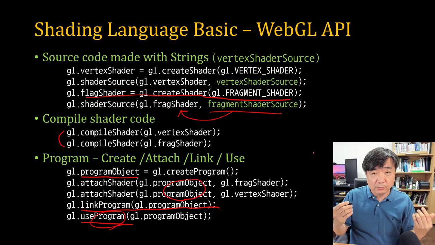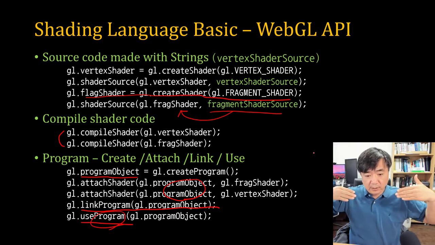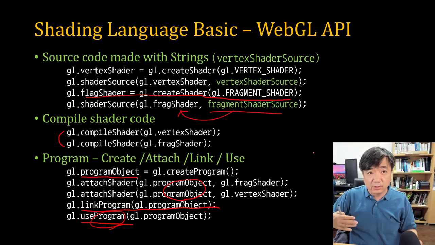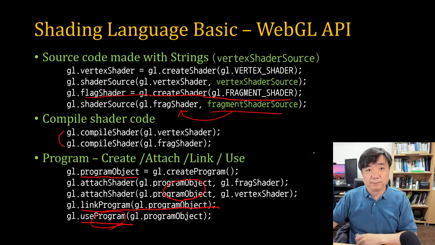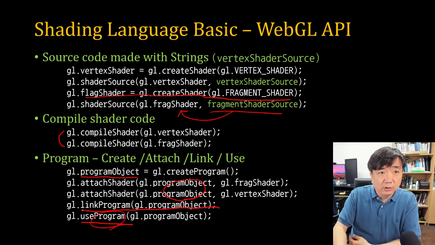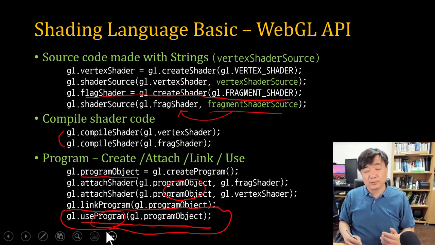The fragment shader processing unit and vertex shader processing unit are executed when we give the draw elements or draw arrays command to the GPU. And you can see that gl.useProgram is choosing the GL program object, so we can create multiple program objects. Then we can selectively choose which program object to use.